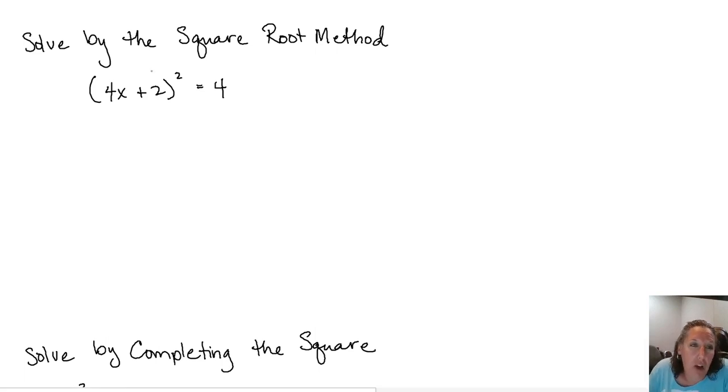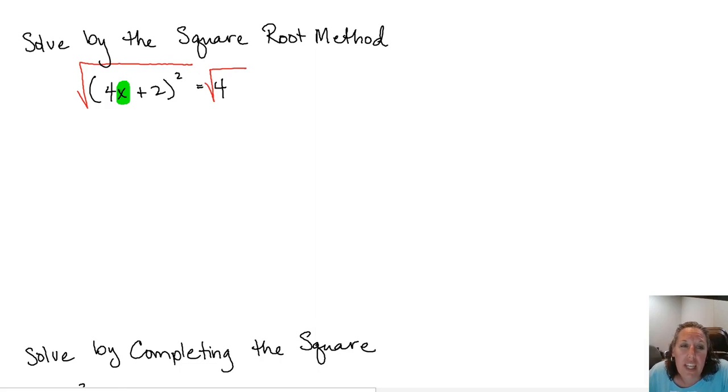If you only have one x, which in this first example we've got the quantity 4x plus 2, quantity squared, equals 4. We've only got one x in that entire problem. So the goal of the square root method is to isolate that one x by just working outside in. So here we have 4x plus 2, quantity squared. To get rid of that square, we're going to take the square root. If we do it to one side, we have to do it to the other.